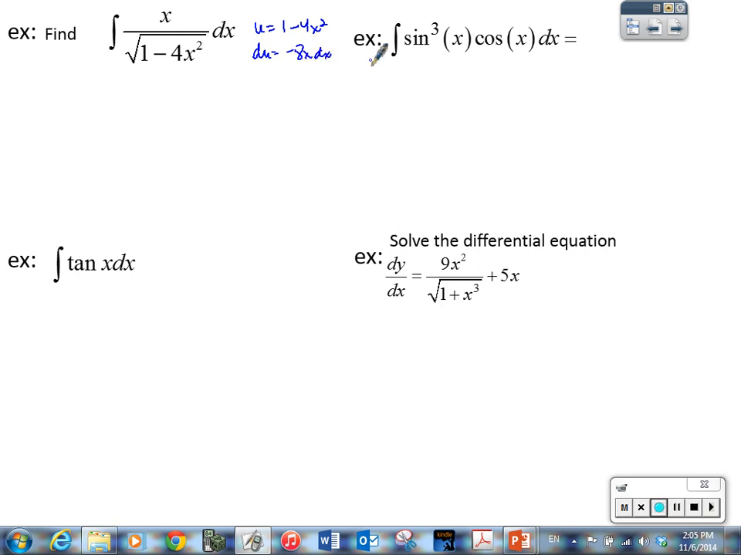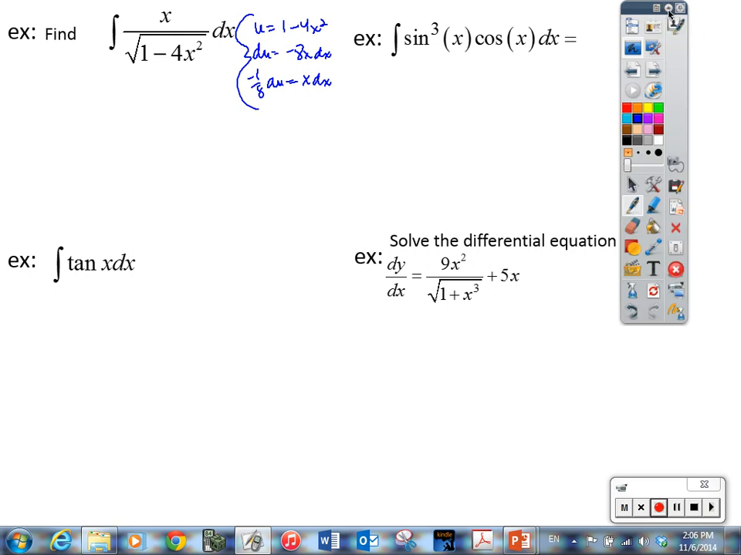I don't have a negative 8 in there to pull out, so I want to move it to the other side. So I'm going to divide by negative 8. So negative 1/8 du equals x dx. And there's my U-substitution work. All right, let's see if we're prepped and ready to go.